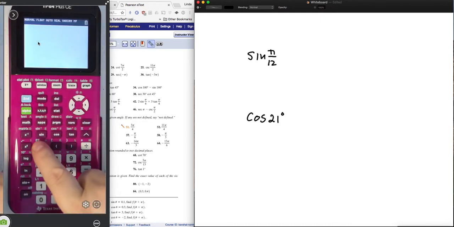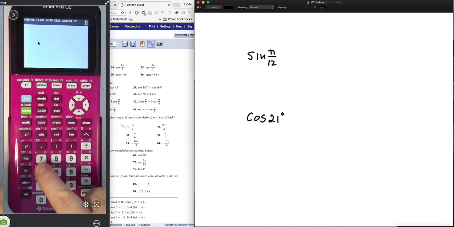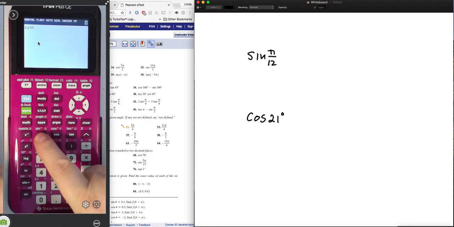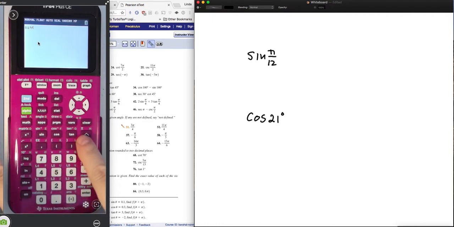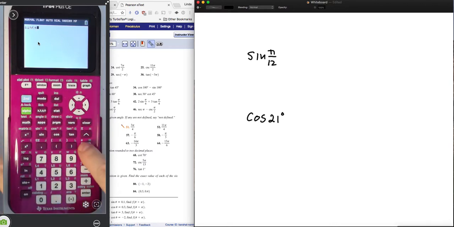Now notice here you've got sine, cosine, tangent. Those are the only ones you have on your calculator. You need to use the reciprocal functions, or those ones that I just went over, to evaluate any of the other trig functions. Okay, so sine of pi over 12. I'm going to hit the sine key. There's a pi key right above the little caret right up there. So I'm going to go second pi divided by 12, close the parentheses, that's optional, and hit enter.